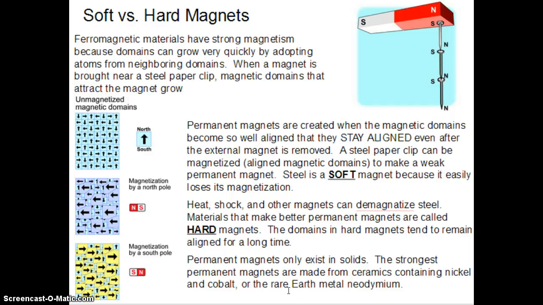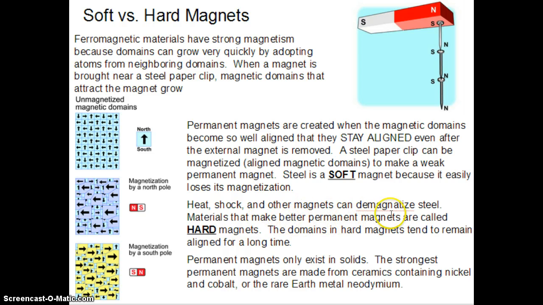Soft versus hard magnets. Well, we're talking about ferromagnetic materials here, and these have strong magnetism because domains can grow very quickly by adopting atoms from neighboring domains. When a magnet is brought near a steel paperclip, magnetic domains that attract to the magnet grow. In this case, steel is a soft magnet because it easily loses its magnetization. Heat, shock, and other magnets can demagnetize steel.